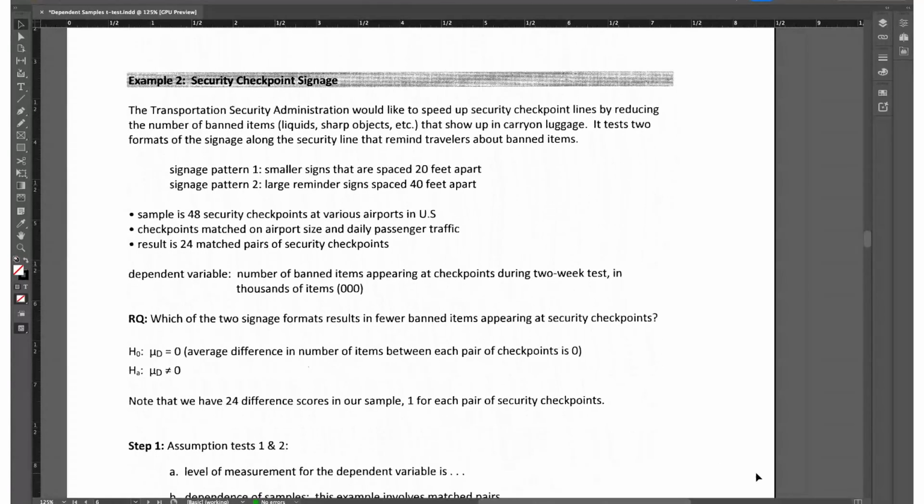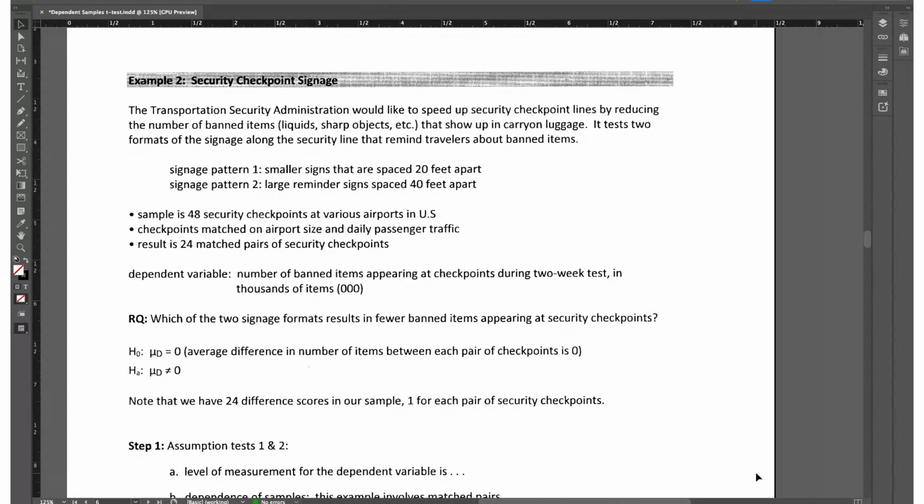Security checkpoint signage. The Transportation Security Administration would like to speed up security checkpoint lines by reducing the number of banned items, liquids, sharp objects, weapons, etc., that show up in carry on luggage. It tests two formats of the signage along the security line that remind travelers about banned items. Signage pattern one would be smaller signs that are spaced 20 feet apart. And then signage pattern two would be large reminder signs spaced 40 feet apart.